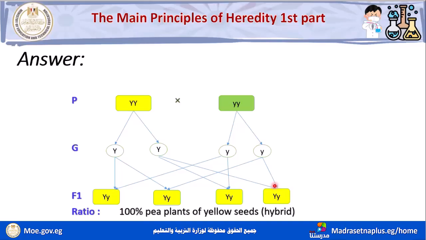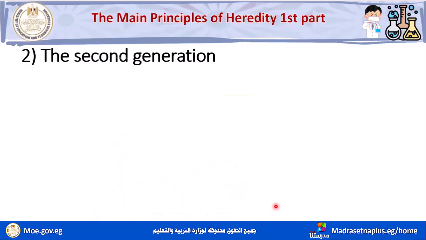Ratio: 100% B plants of yellow seeds, or hybrid. Okay, Y capital, Y small in all four individuals. In the second generation, parent: Y capital, Y small, B plant of yellow seeds hybrid, and B plant Y capital, Y small, yellow seeds hybrid, to gametes when segregation of factors occurs: Y capital, Y small, Y capital, Y small.